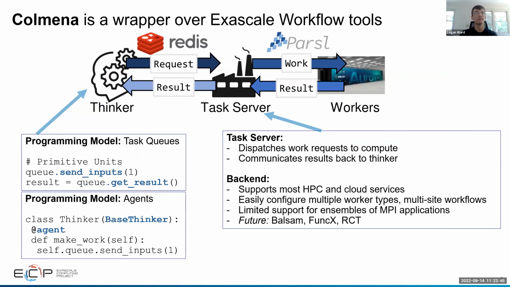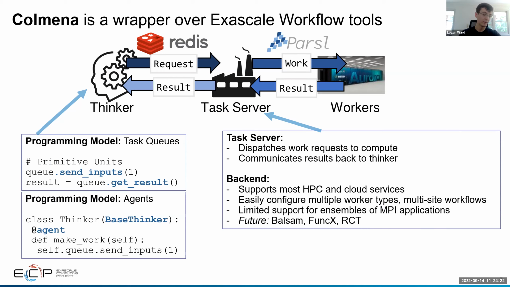Colmena itself is a Python library that sits on top of workflow engines, Parsl, funcX, and soon to be a few others. And how you build one of these strategies is you write a set of different interacting agents as Python functions that run as independent threads and communicate with a task server that is backed by a workflow engine, which completes the tasks that are asked by the thinker and sends them back as results to be processed and then used to dream up what task to run next.